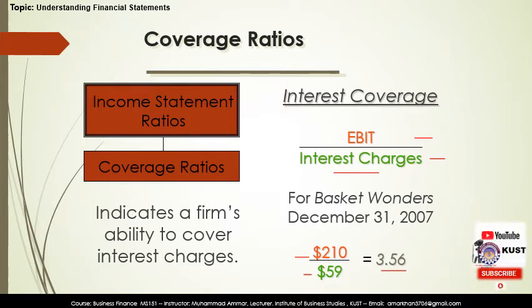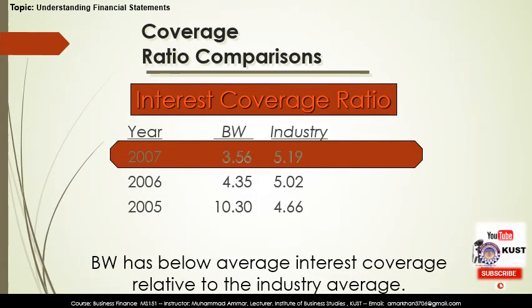3.56, which indicates a firm's ability to cover interest charges. This 3.56 shows the ability to cover interest charges. Now we should compare it to the industry average in our next slide. So we see the years 2005, 6, 7, but currently we are talking about the year 2007 of Basket Wonder as compared to the industry average.